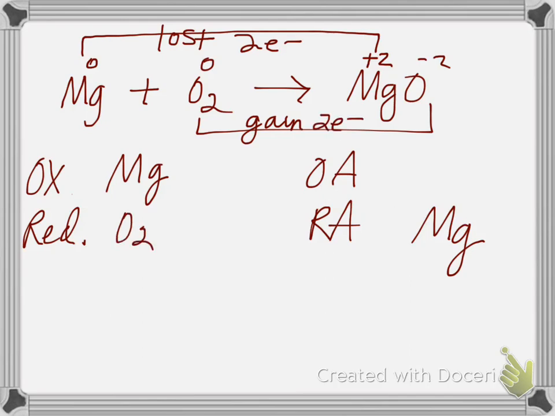So oxygen was reduced, and it was the oxidizing agent. Because oxygen caused magnesium to be oxidized, so it makes it the oxidizing agent. It's the agent of change. Okay?